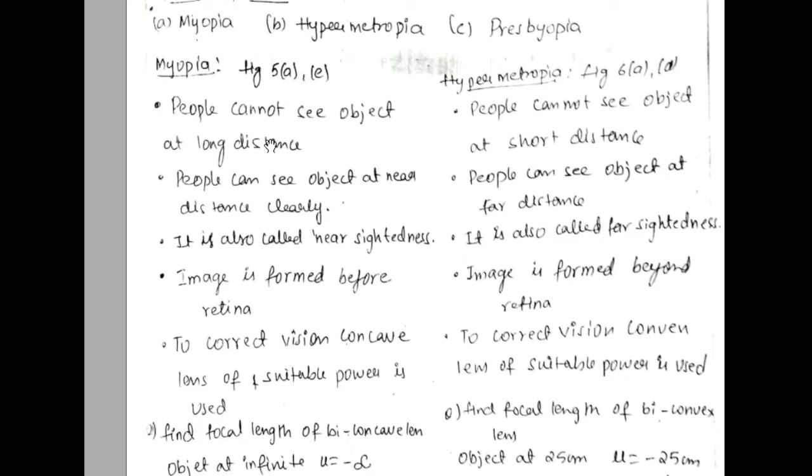Myopia is generally when people cannot see objects at long distance, but they can see near objects clearly. Whenever a person is suffering from myopia, the person can see near objects but not distant objects. But in hypermetropia, a person cannot see objects at short distance, and can see objects that are far away. Far objects are visible, near objects are not.